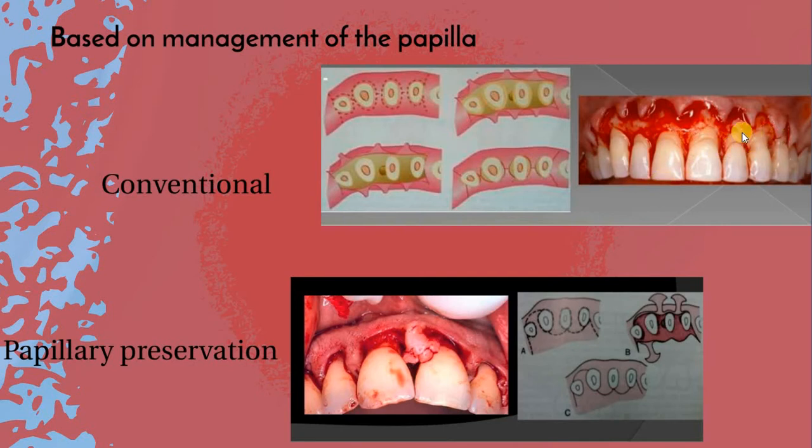Conventionally, we usually just elevate the flap with the attached papilla. For example, we detach in the middle both the palatal and buccal papilla, and then after that we place it into its position.